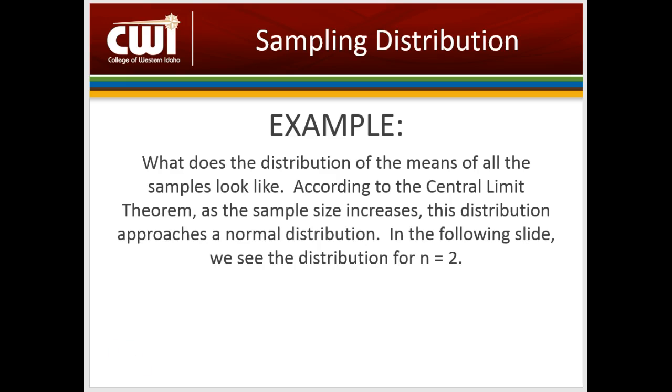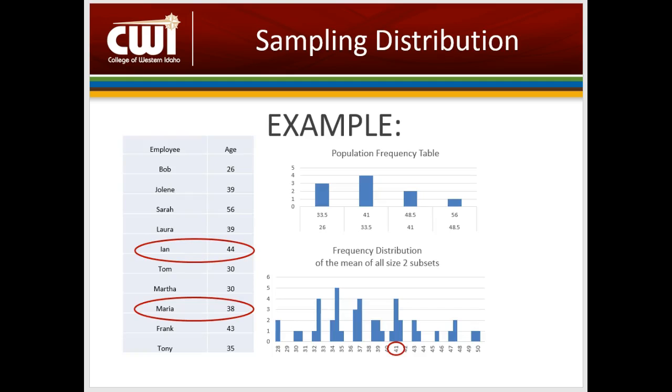Now, what does the distribution of all the means of all the samples look like? Based on the central limit theorem, as the sample size increases, the distribution begins to become a normal distribution. Let's look at the sampling distribution when n equals 2. Our population frequency distribution is skewed right, positively skewed. Our sampling distribution is also skewed right, but not as strongly as the population.